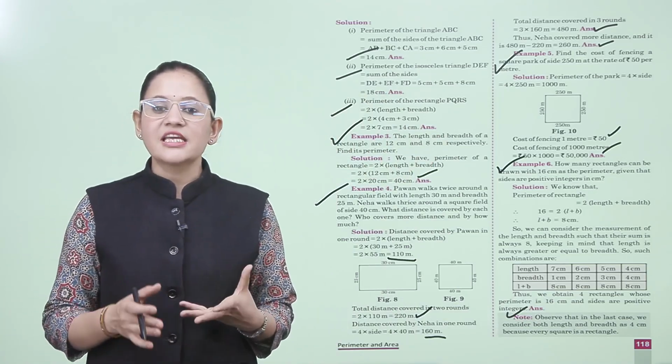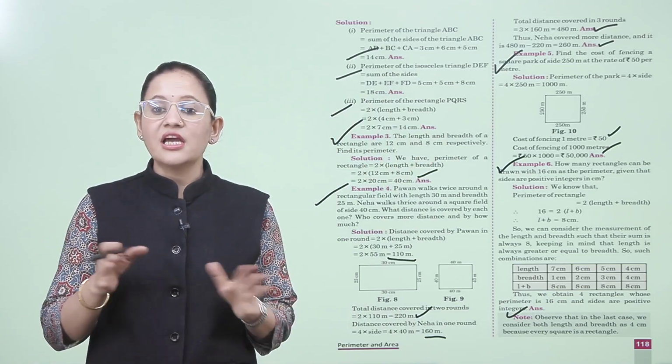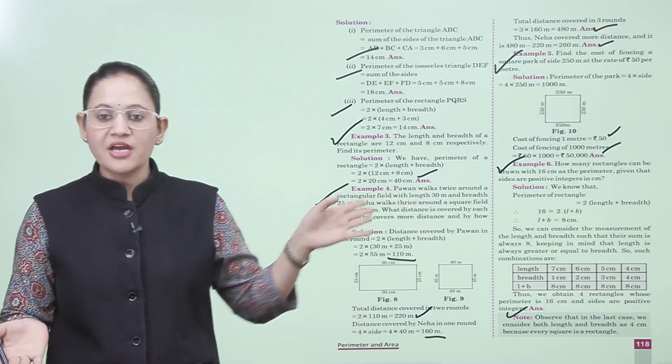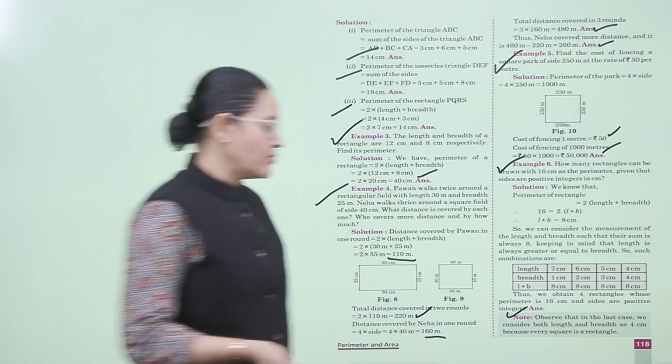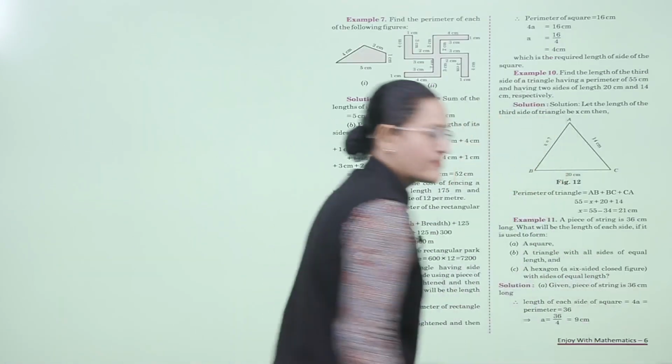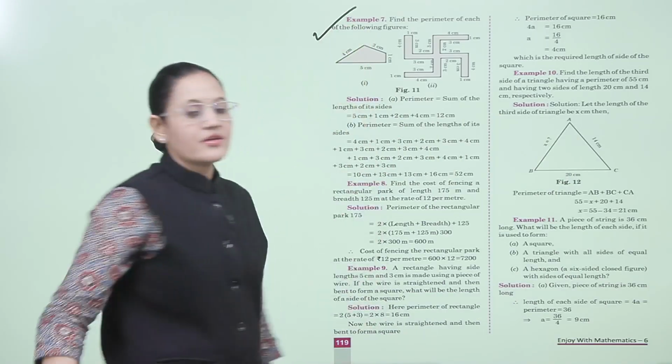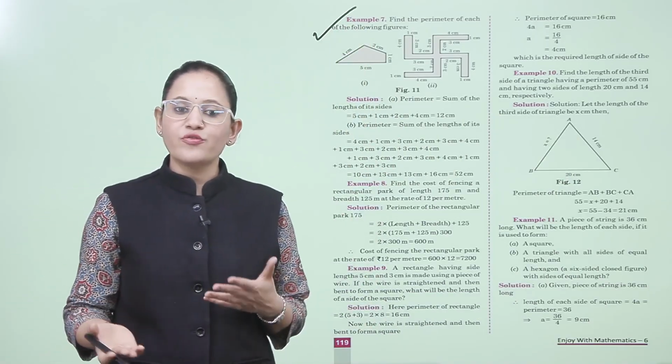Observe that in the last case we consider both length and breadth 4 because every square is a rectangle. That's why we have taken length and breadth both equal. Next we will take example 7. Find the perimeter of each of the following figures.